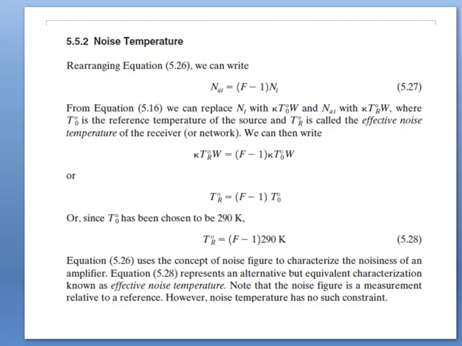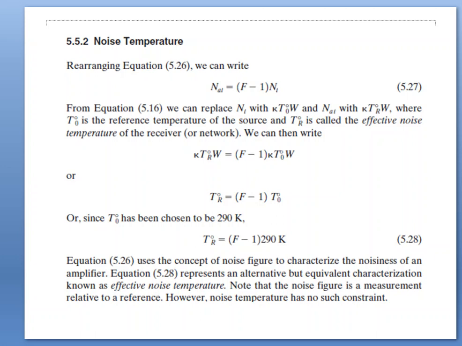the receiver. So we can write k Tr W = (F - 1) k T0 W. That is, Tr = (F - 1) T0, where T0 has been chosen to be 290 degrees Kelvin. Tr = (F - 1) 290 degrees Kelvin. Equation 5.26 uses the concept of noise figure for characterizing the noise of an amplifier. But in equation 5.28 we represent a relative but equivalent characterization known as effective noise temperature.